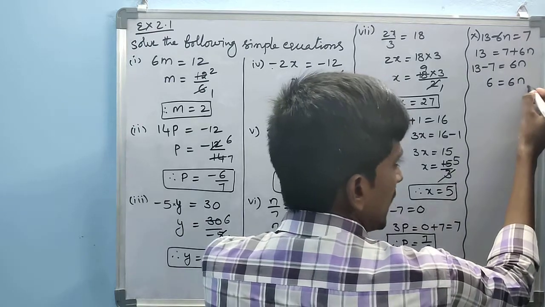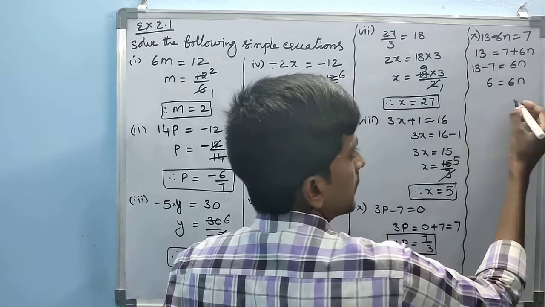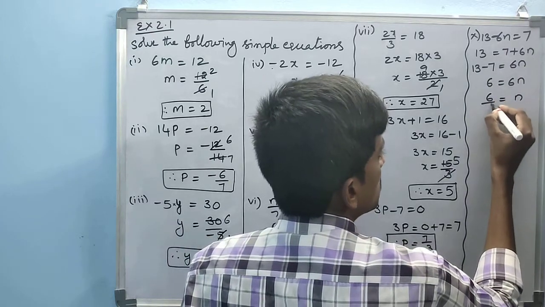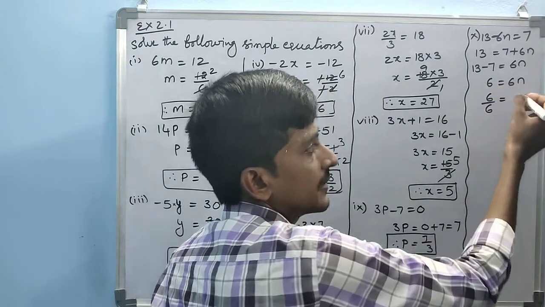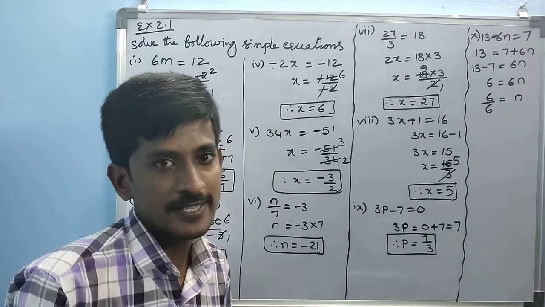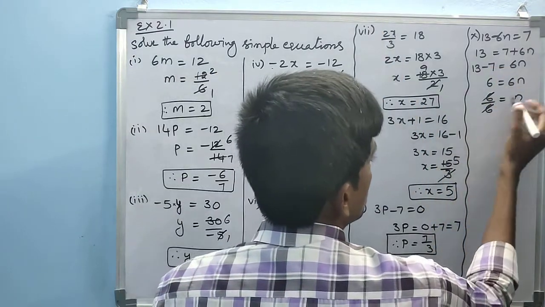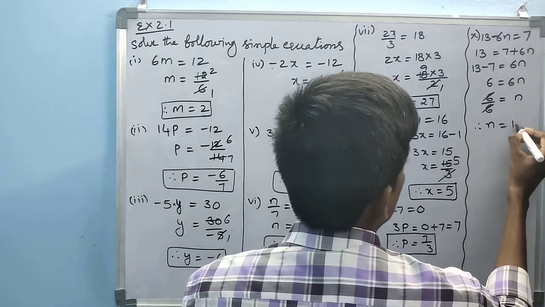6 into n, so 6 is transferred to this side. n equals 6 by 6. This 6 into n, 6 is transferred to division. So 6 1 times is 6, 6 1 times is 6. Therefore n equals 1.